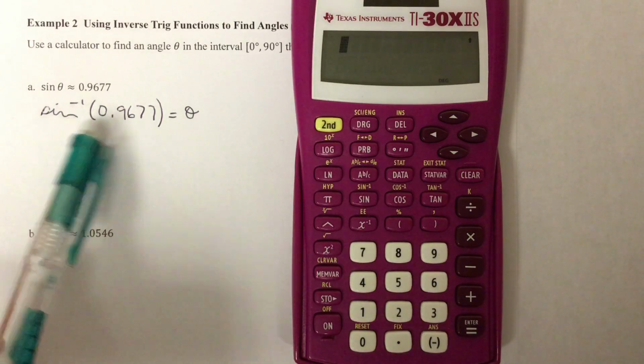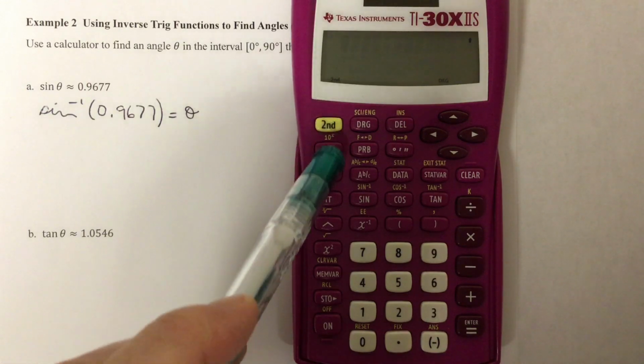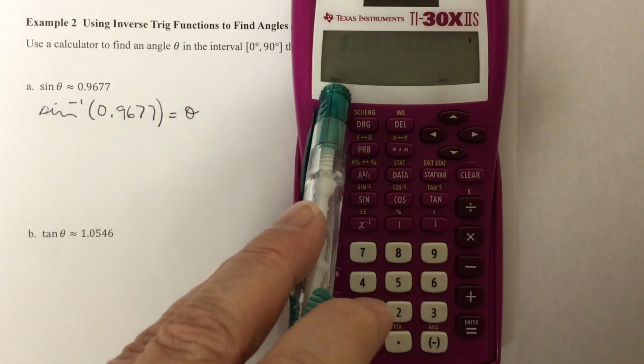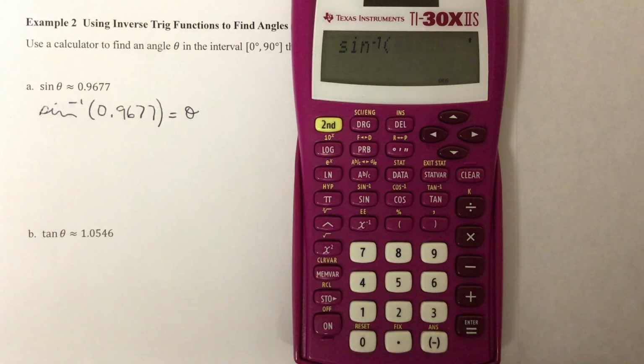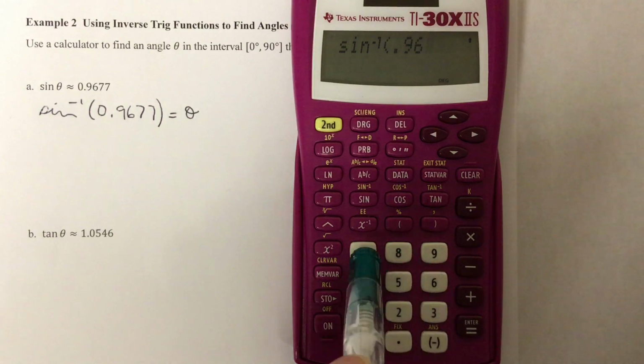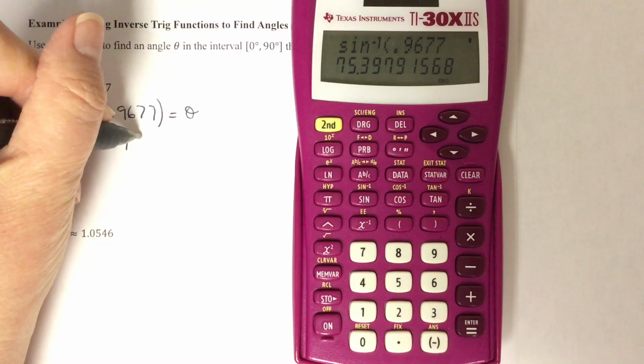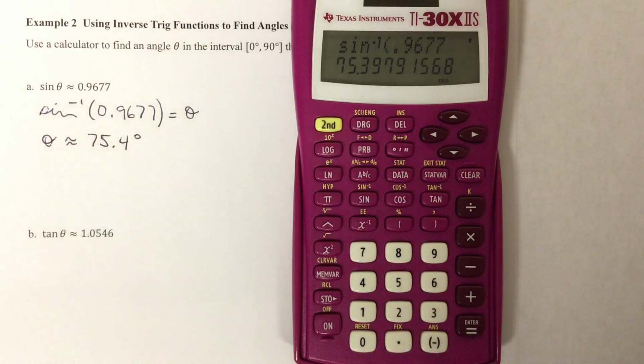So now to get sine inverse, I go second, and you can see the second indicator right there in the lower left corner, sine. So second sine gets us that sine inverse function, and now we can enter 0.9677 equals approximately 75.4 degrees. And because these are angles, I'm only going to keep one decimal place. We really don't need 4 decimal places on angles, but I do like to keep at least 4 on function values unless the instructions state otherwise.